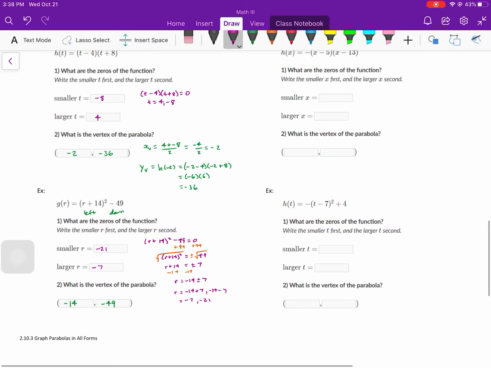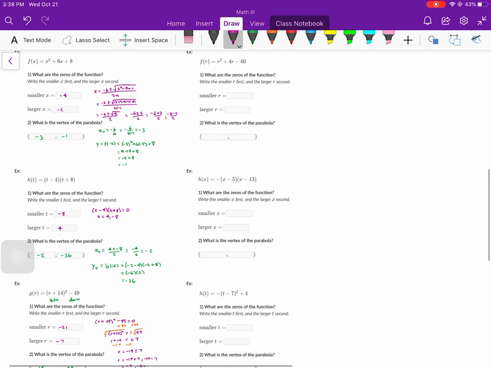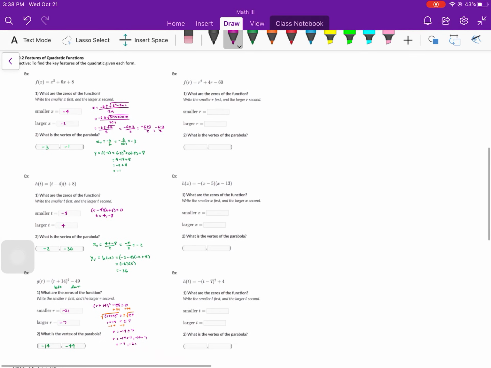And that's how you do each one of these. So that's a good overview of all three different forms, and how to find the main features of those three forms.